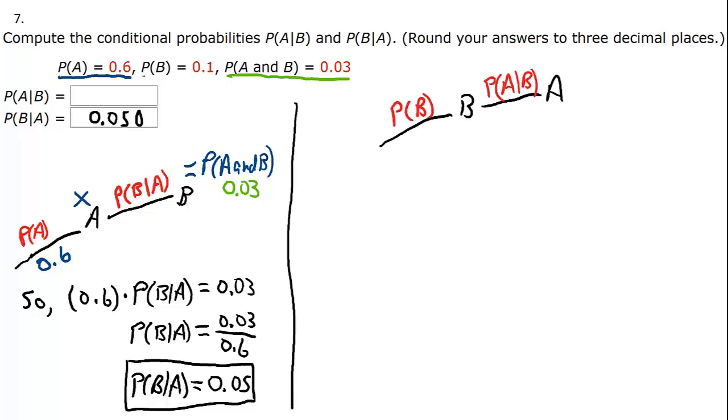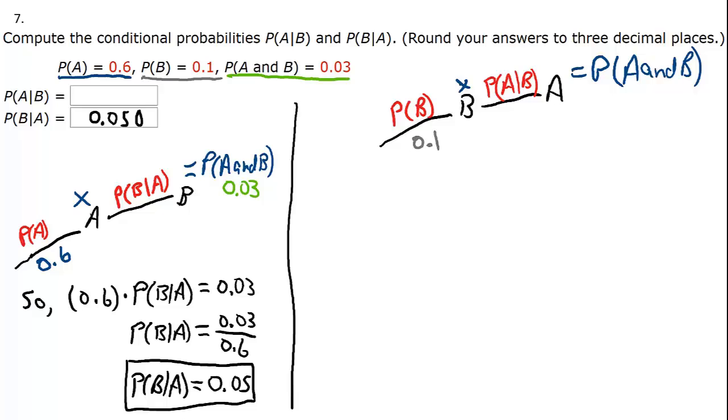Now if I want to do the probability of A given B, I draw a tree diagram where B comes before A. So I run down the first branch to B, that's the probability of B. But the second branch is the probability of A given that B has already occurred. And again, when you multiply down a branch, that's like doing an AND. So the probability of B times the probability of A given B is the probability of A and B.